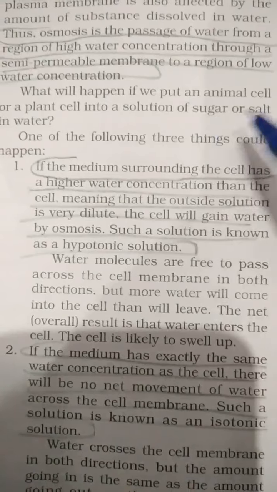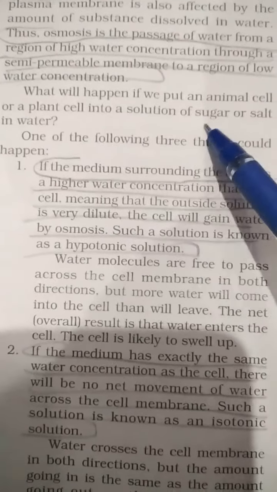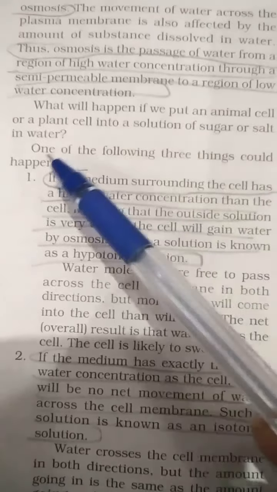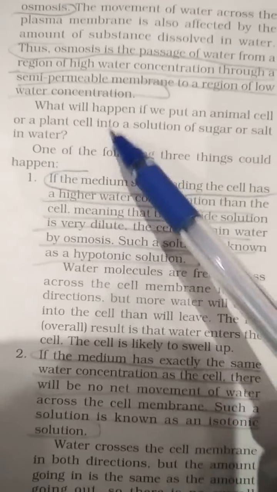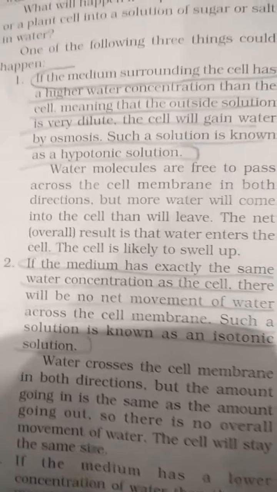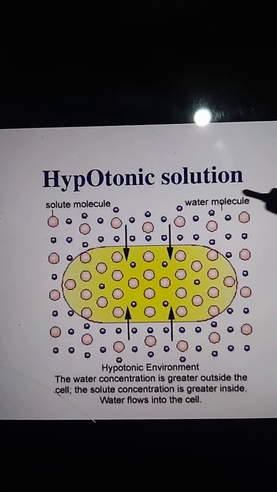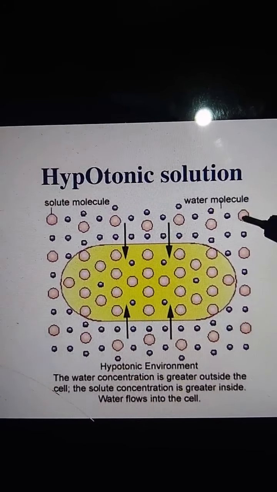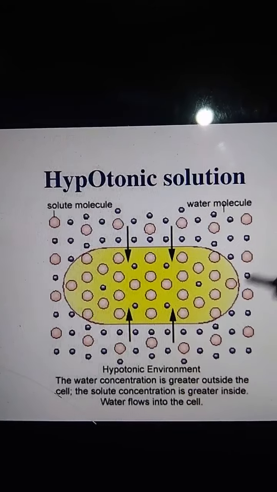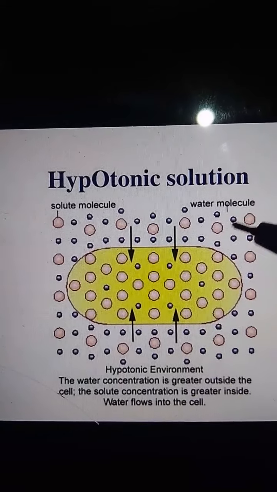Now students, let's understand the different cases of solutions. What happens when we put a plant cell or an animal cell into a solution of sugar or salt in water? Here sugar and salt will be the solute and the water will be the solvent, and together they will form the solution. So let us understand the first case, that is the hypotonic solution. Here the pink color balls are solute molecules, and the dark color small ones are the water molecules.